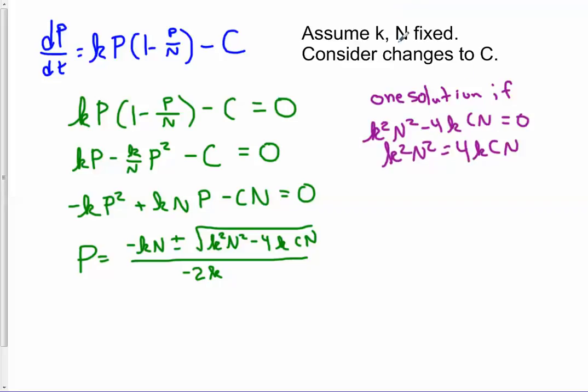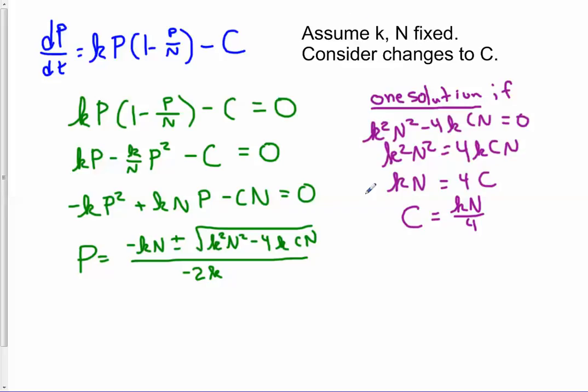Now I'm going to assume that both k and n are positive numbers, that they could never be 0. Obviously n can't be 0 or we don't have a model. And also k, same thing, k can't be 0 or nothing's growing either. So it makes sense that k and n are greater than 0, so we can divide through by k and n. So I get kn equals 4c. So I get, and I'm going to put c on the left here, c equals kn over 4. So the harvesting rate would have to be kn over 4 to get exactly one solution.